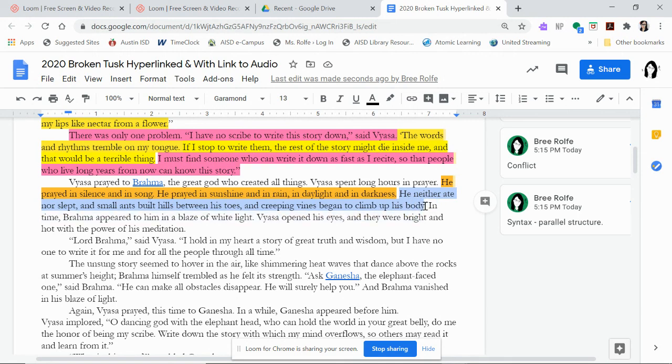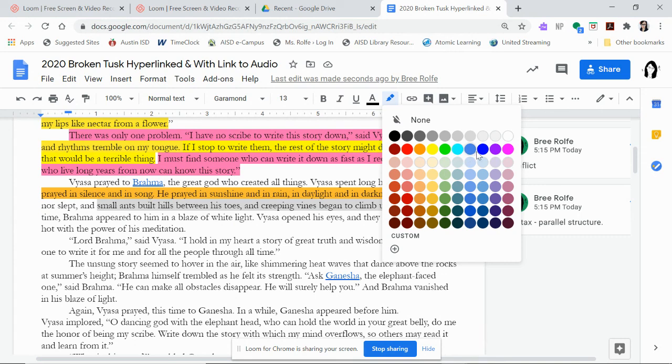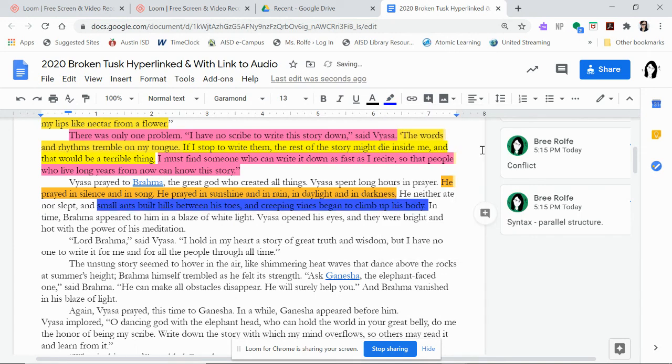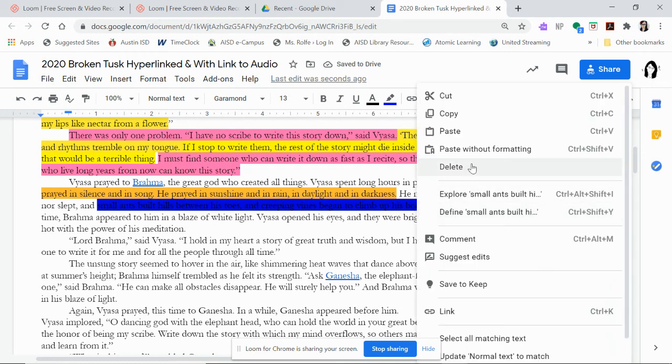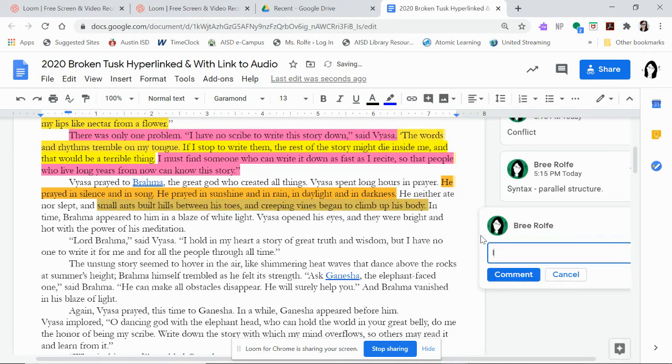And this right here, "small ants building hills between his toes and creeping vines crawling up his body," is actually two types. I'm going to highlight it in blue to show that it's imagery, but I'm also going to note that it's figurative language. The creeping vines is a personification.